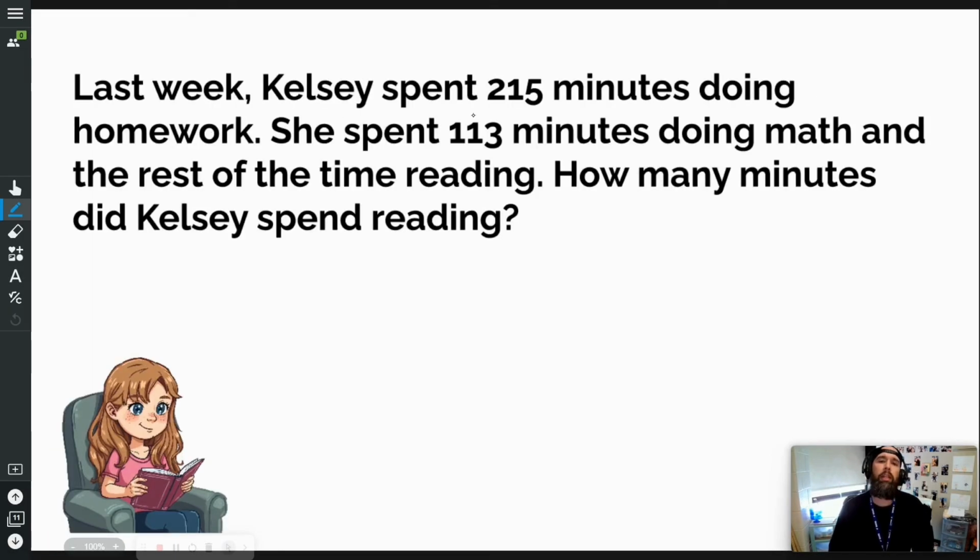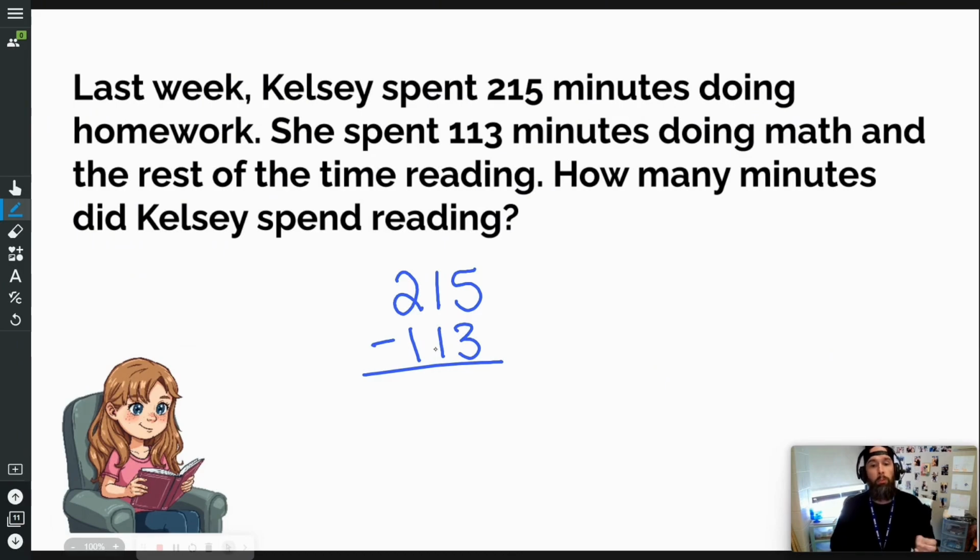Last week, Kelsey spent 215 minutes doing homework. She spent 113 minutes doing math, and the rest of the time reading. How many minutes did Kelsey spend reading? So we start out with 215. 113 are math, the rest are reading. So we have to get rid of the 113. So what we have left over is reading.